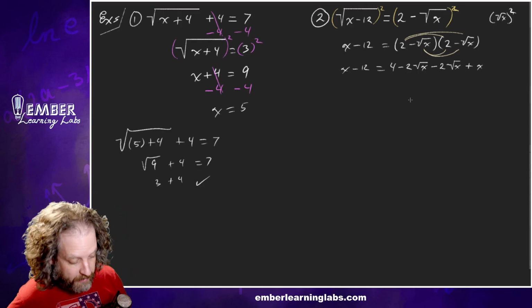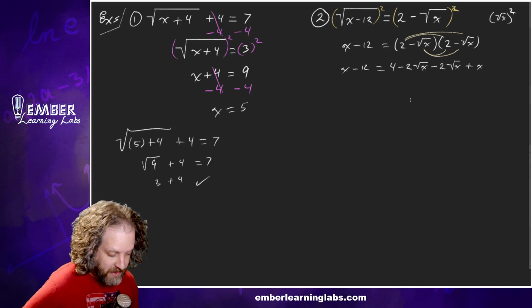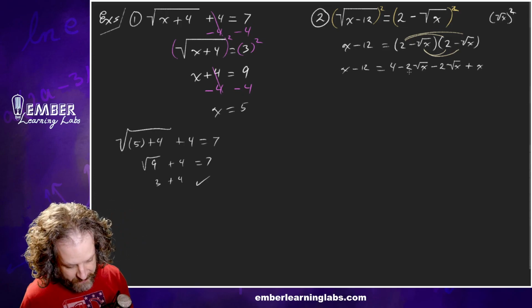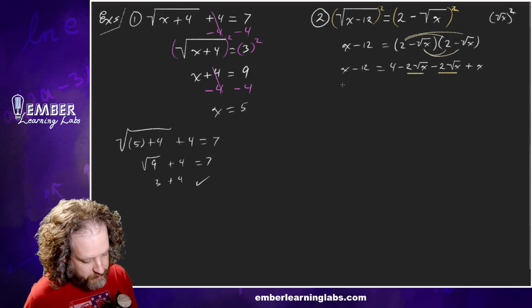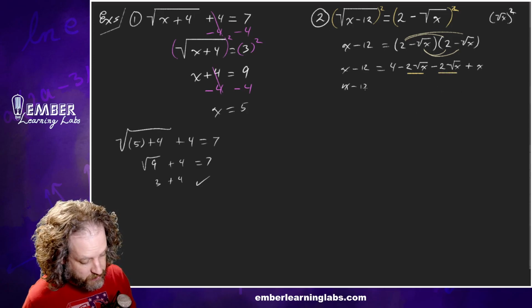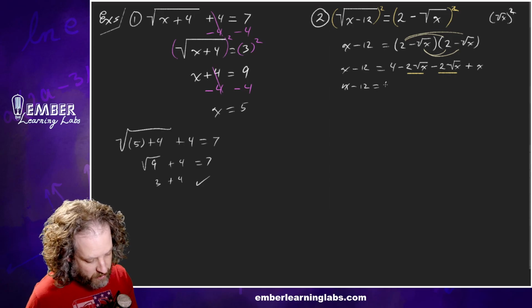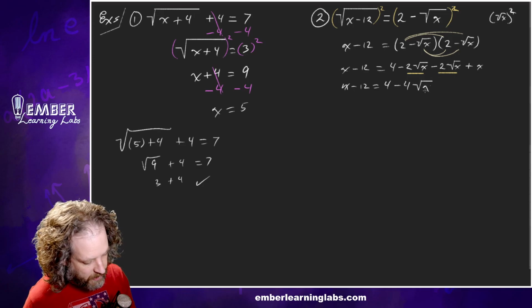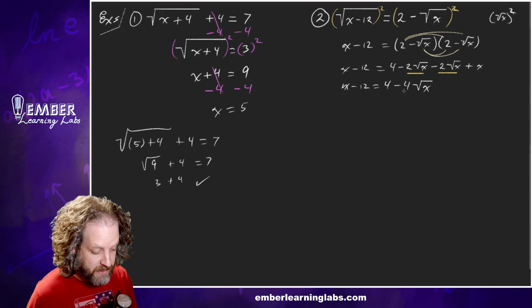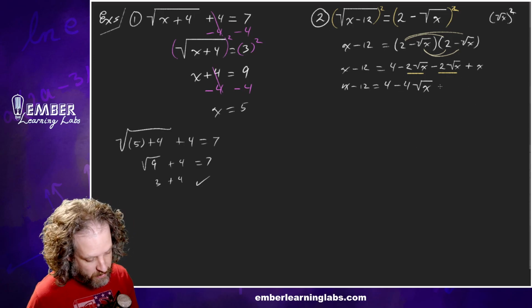Well, we can do a little bit of cleanup. Let's go ahead and do that. We can combine some like terms over here, right? This one and that one. So I'm just going to bring down x minus 12 equals 4 minus 4 times the square root of x, because negative 2 plus negative 2 is negative 4. That's where that comes from, plus x.